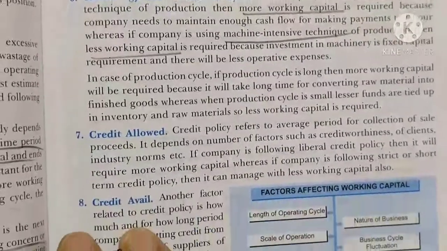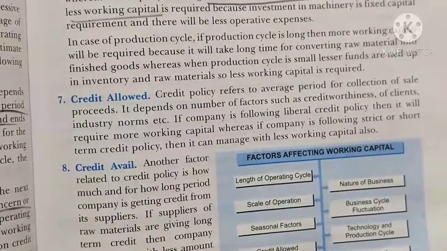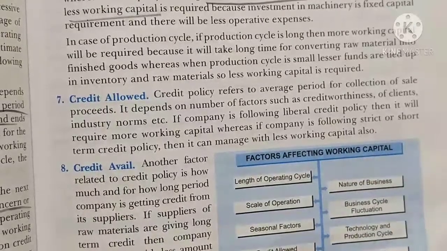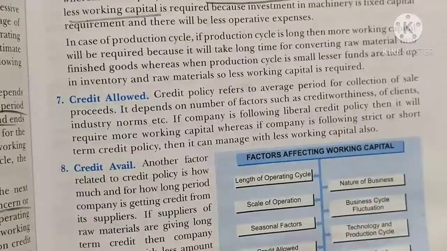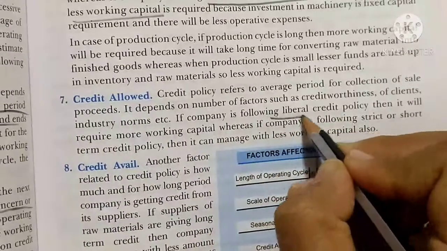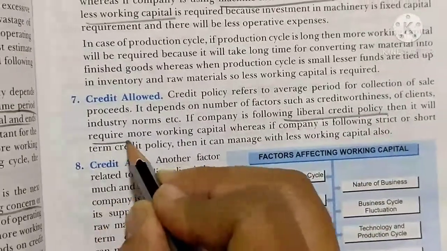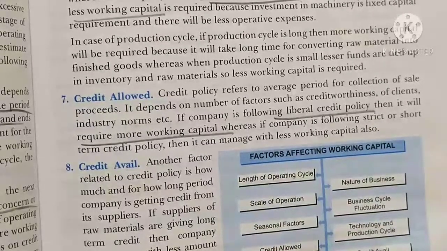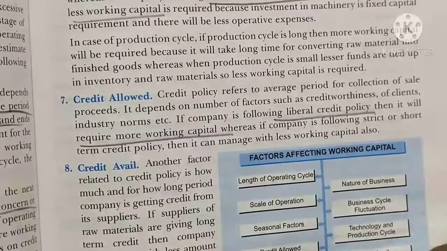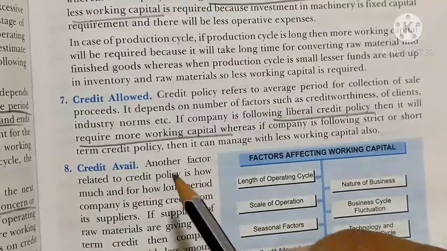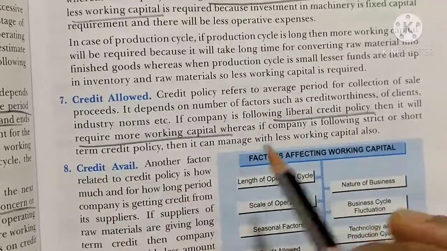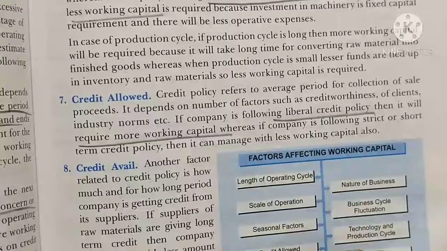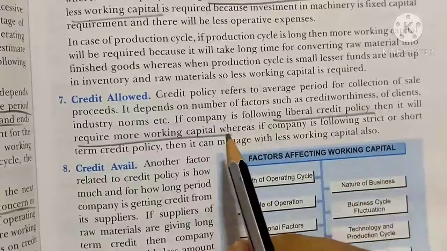Credit allowed. If we are allowing our customers a credit facility, so if the company is following a liberal credit policy, then it will require more working capital, because the people are not giving money, they are not dealing in cash. So we have to wait until they give us money, but the expenses are going to be incurred daily. We need to cope up with those expenses, so we need more working capital.